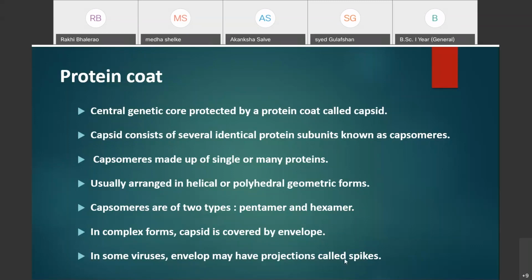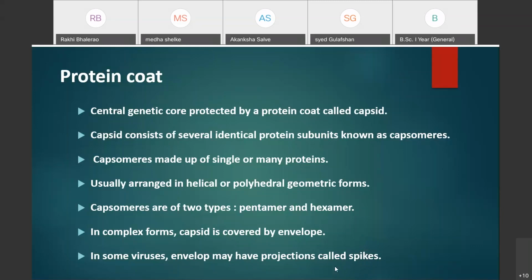Okay, then what is the function of this envelope and the spikes? The viruses attach themselves to the host cell by means of spikes. That is the function of the spikes. Besides attachment, the spikes are also an important tool for the identification of the viruses.